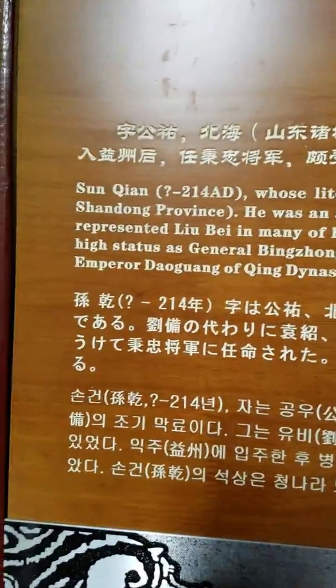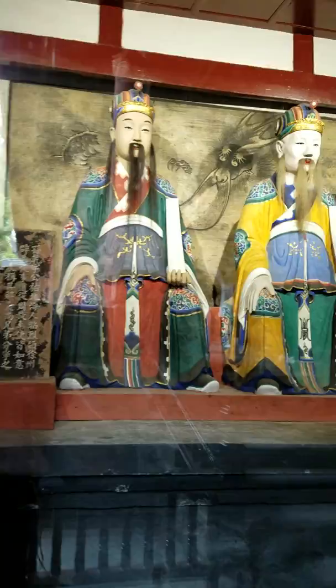Ma Chao, I'll give you a little brief on him because he's a really interesting guy. He is basically from one of the precursors to the Mongols. They were called the Xiliang people. Sun Qian, you have seen him before. He's one of those right-hand people to Liu Bei.